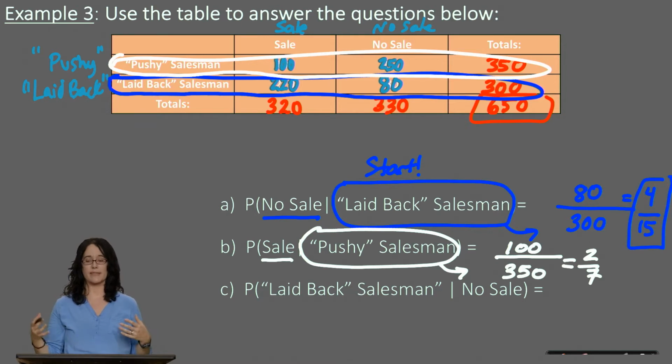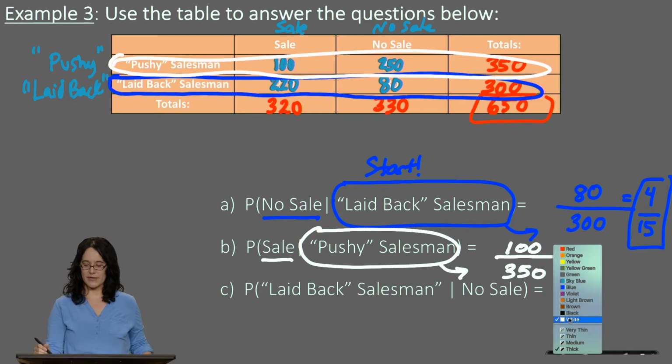So here we're basically seeing that if we knew we had the pushy car salesman, we have roughly a 29, almost 30% chance that a sale was made. So the complement of him not selling it was, again, closer to a little over 70%. So they're almost completely opposite, aren't they? Okay, let's take a look at our last one and see how you did.